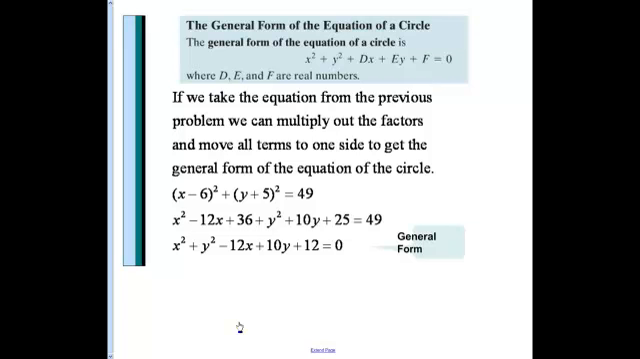We also have a general form of the equation of a circle. Depending on which form it ends up in will determine how we find the standard form of a circle, where D, E, and F are real numbers. So if we're given the standard form and we want to write it in the general form, we expand this factor and this factor here, collect like terms, and we'll write it in this particular form here, and that's the general form of a circle.